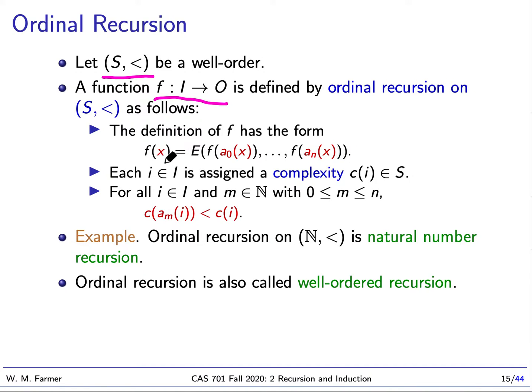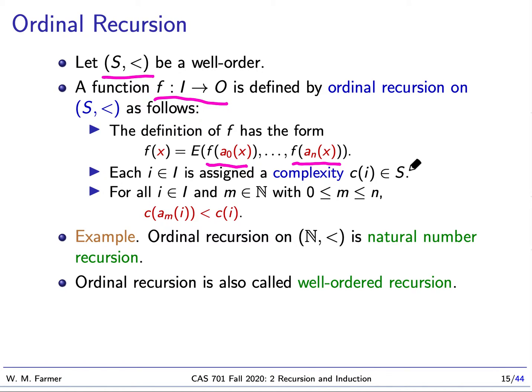We apply f to x, and then it's going to equal some expression. Now, e here just represents an expression. This expression could be very complicated, very big, and in that expression we could have some recursive calls to f. So this big expression can involve calls to f, and these are the arguments to f. And what we do is we assign every input a complexity, a complexity Ci, and that complexity will be a member of S.